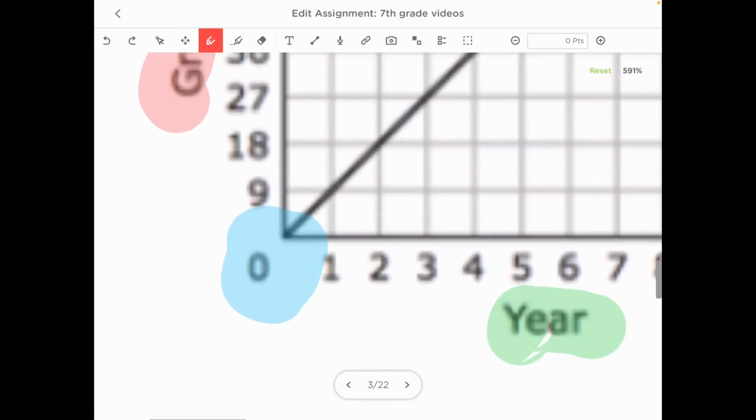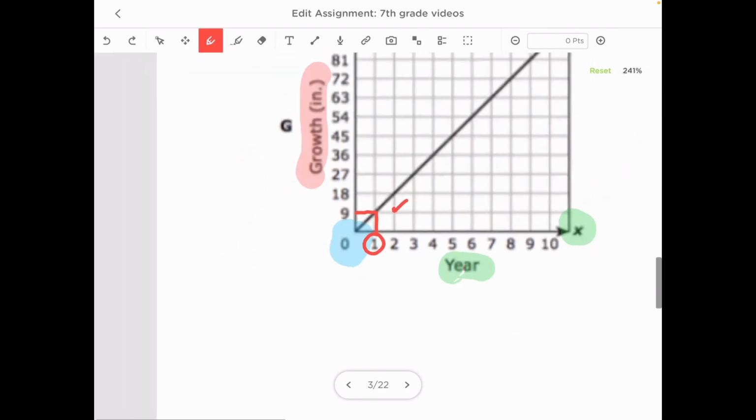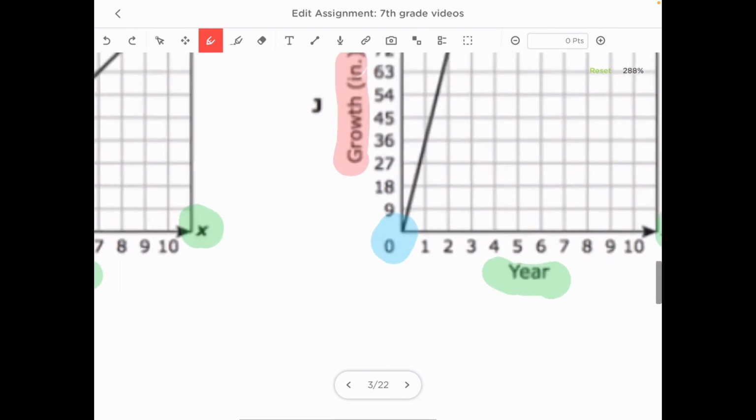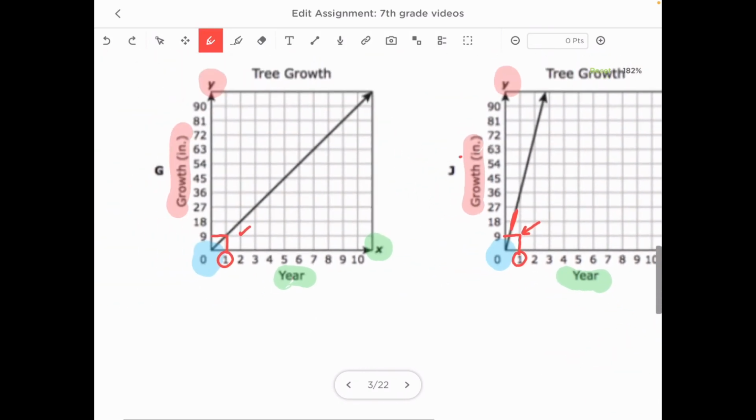Okay, let's go down here. 1 year, 9 inches. Okay, so far we're good over here. Let's go try this one. 1 year. Again, my function, this line right here that's graphed, it's not going through there. So this is not my answer choice. So it looks like my answer choice is G.